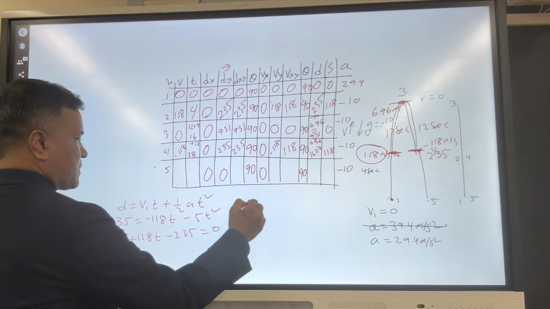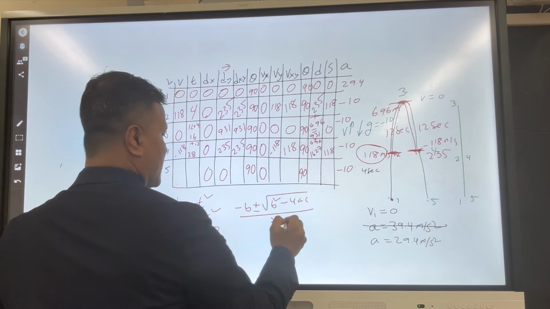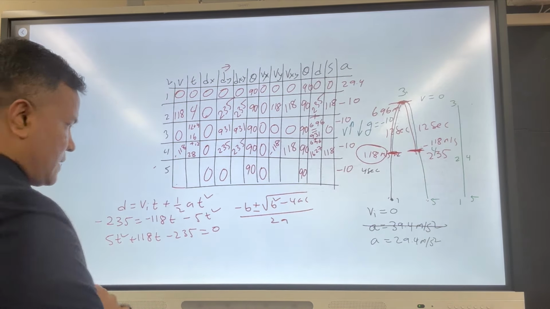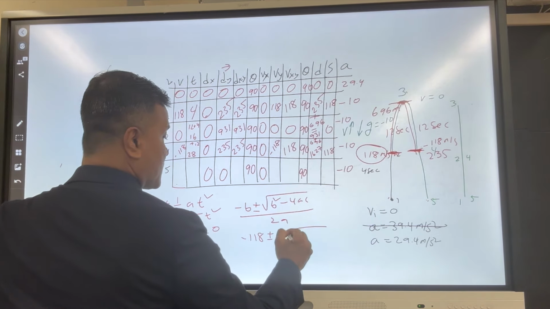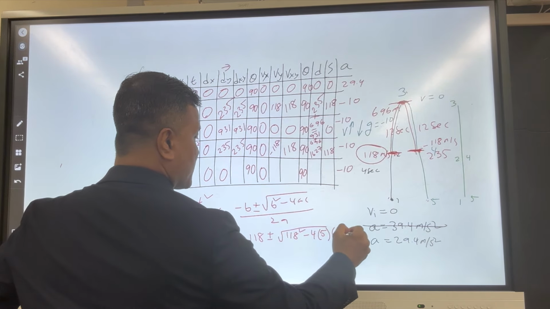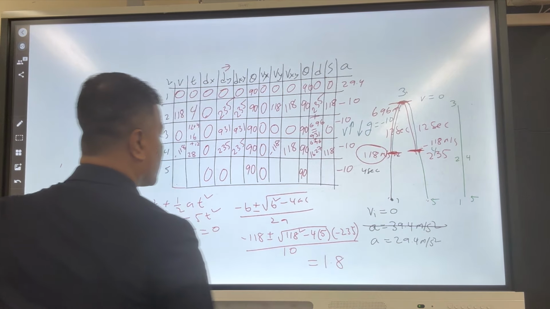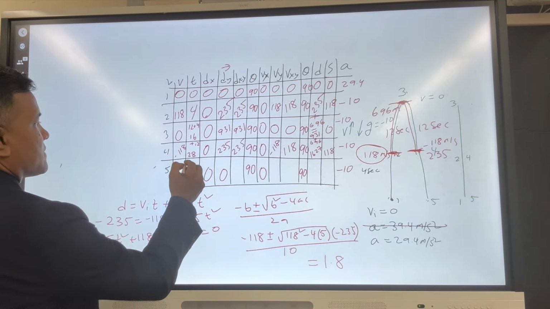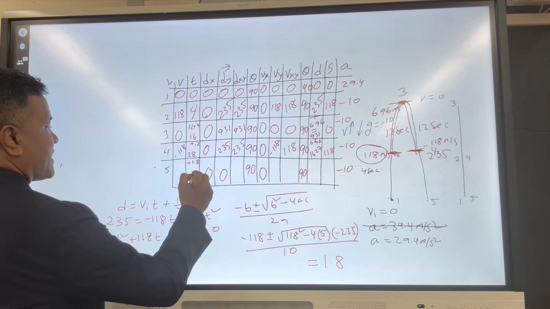So minus b plus or minus the square root of b squared minus 4ac, over 2a. How much time do we have? Minus 118 plus or minus the square root of 118 squared minus 4 times 5 times negative 235, divided by 10. That gives you 1.8, so you add 1.8, and that gives you 29.8.